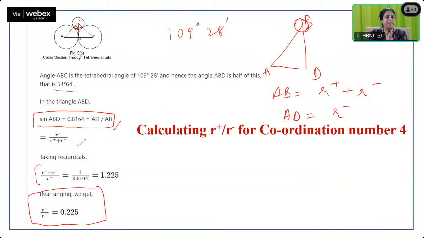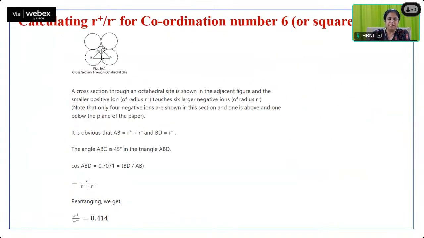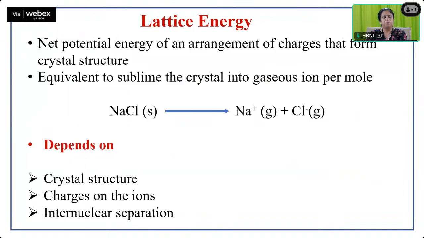That is the minimum ratio of the cationic to anionic radii, which should help you get a tetrahedral coordination. Similarly, I will not describe how to calculate R plus by R minus for coordination number 6. In this, you can consider a square, and now the angles are 90 degrees and 45 degrees, and we'll do similar mathematical operations. Okay, now we'll talk about the concept called lattice energy.